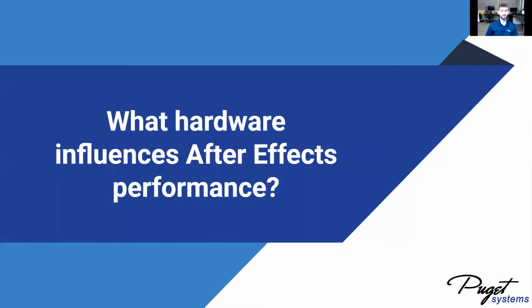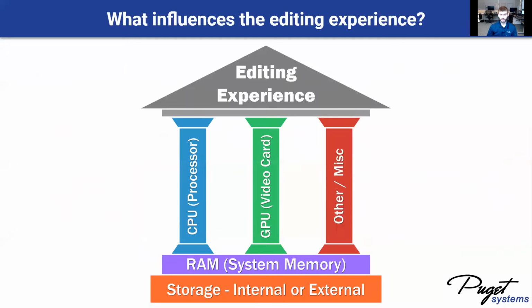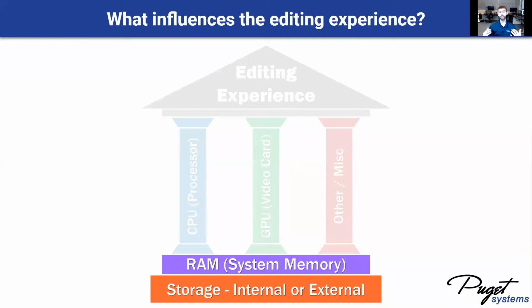Okay, so all of that going through, what actually influences performance in After Effects, or really anything else? I think of it as like this building, this Pantheon building, where you have all these different parts that all work to hold up the experience of editing, however you want to define experience. And at the bottom here, you have your foundation. You have storage, and you have RAM, or system memory.